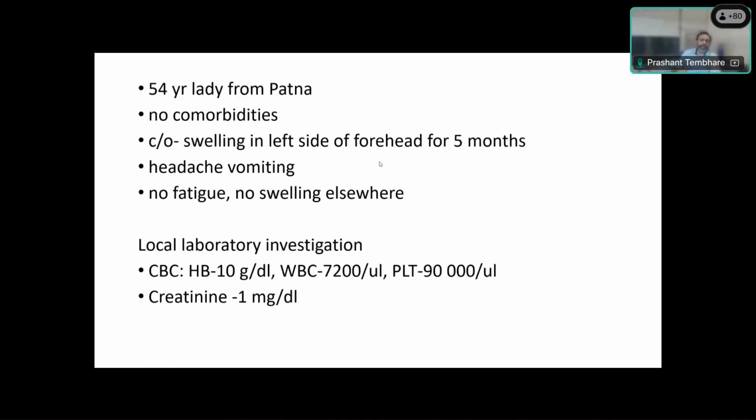Okay, so let's go to the next case. Now this is a 54-year-old lady from Patna. The patient had swelling on the left side of the forehead for the last 5 months. The patient had headache, vomiting, but no fatigue, no swelling elsewhere. Okay, only one swelling. The local laboratory did the investigation and showed the CBC: hemoglobin was 10, so mild anemia, counts look normal. There is some thrombocytopenia also. The creatinine level looks normal.